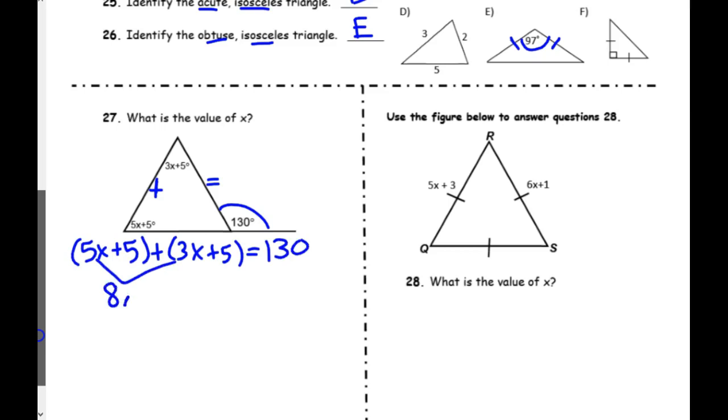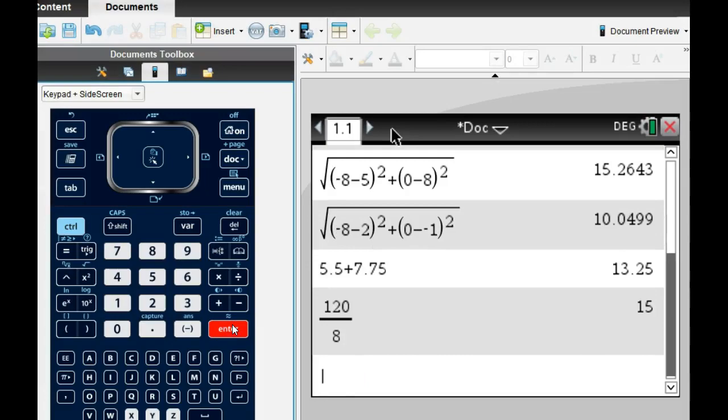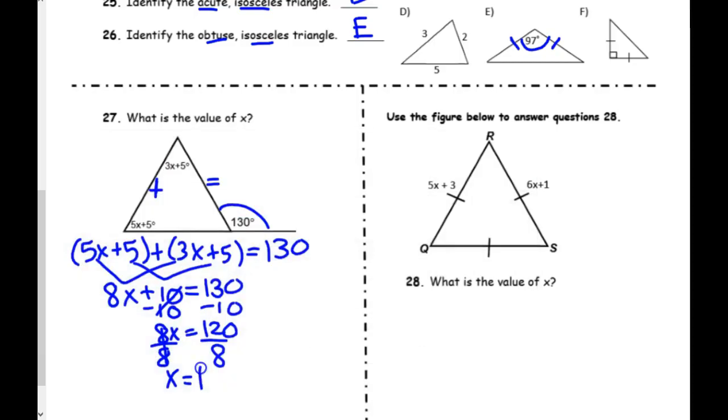5x plus 3x is 8x. 5 plus 5 is 10. Get rid of the loner. And then divide by 8, the coefficient. So x is 15. That's all we're looking for.